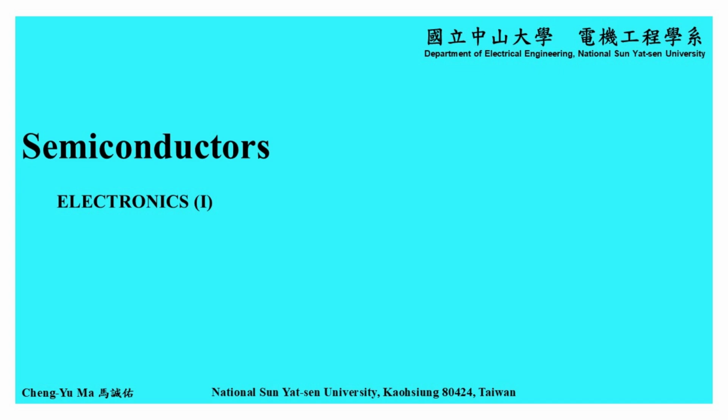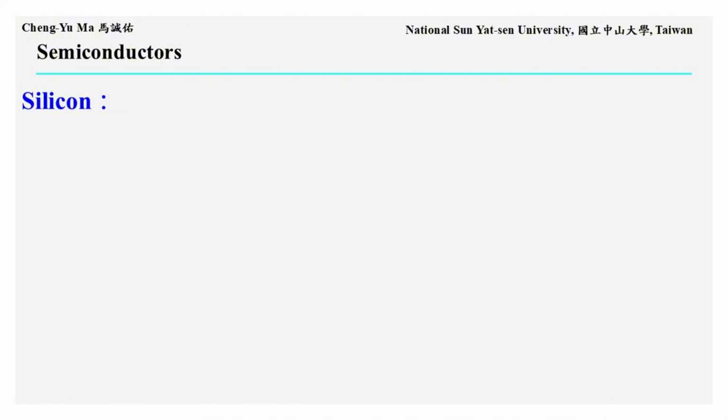Hello, everyone. In this section, we will introduce the basic properties of semiconductor materials in electronics. Since today's very large-scale integrated circuit devices are made using semiconductor materials and semiconductor processes, understanding the basic properties of semiconductors is also very important. The source material mainly used in today's very large-scale integrated circuit manufacturing is silicon.